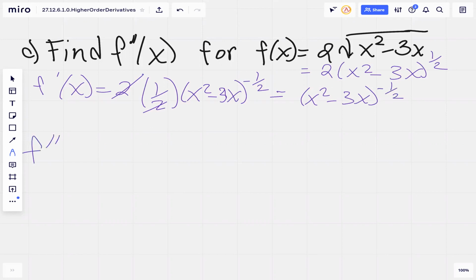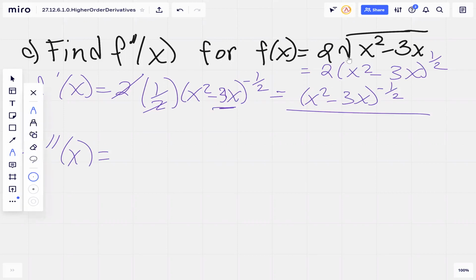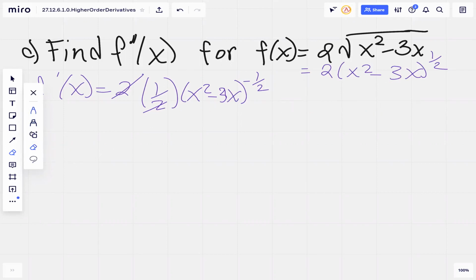All right, so now f double prime is just the derivative of this. Oh, it looks like I forgot something. It's always good to check your work. Okay, so see what I forgot? Forgot to use the chain rule. So I took the derivative of square root, but I forgot to take the derivative of what's inside the square root. So derivative of x squared minus 3x.